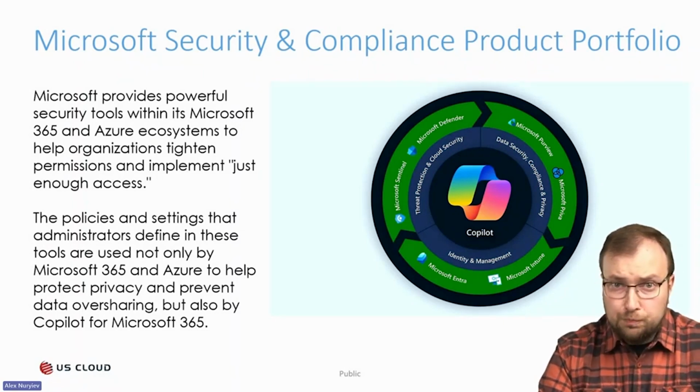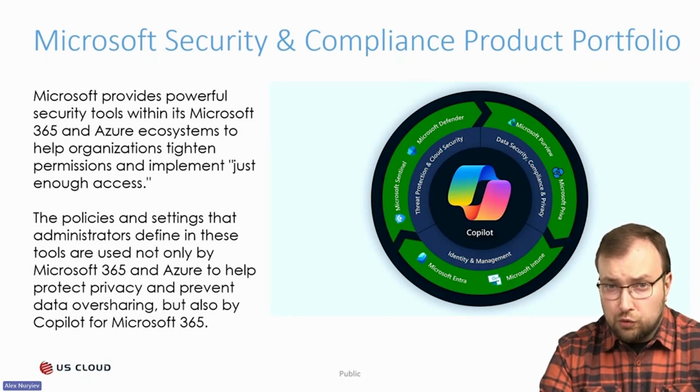Microsoft has a few products for security and compliance, like Microsoft Entra and Microsoft Intune for identity and management, Microsoft Defender and Microsoft Sentinel for threat protection and cloud security, and Microsoft Purview and Microsoft Priva for data security, compliance, and privacy. To summarize, Copilot is integrated into Microsoft 365 and automatically inherits all your tenant security, compliance, and privacy policies and processes.